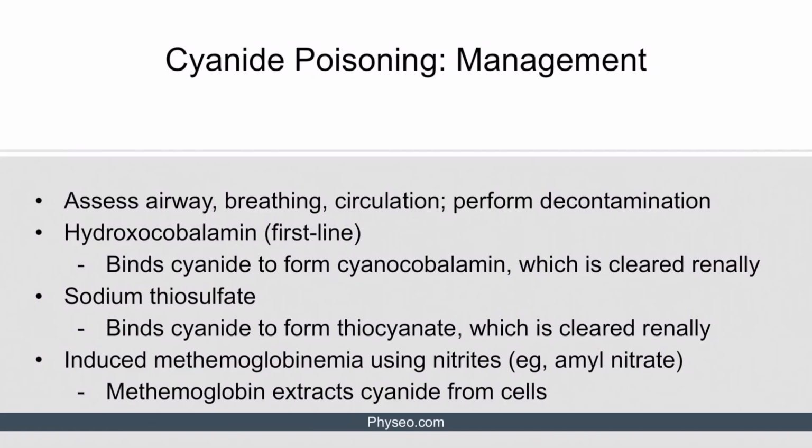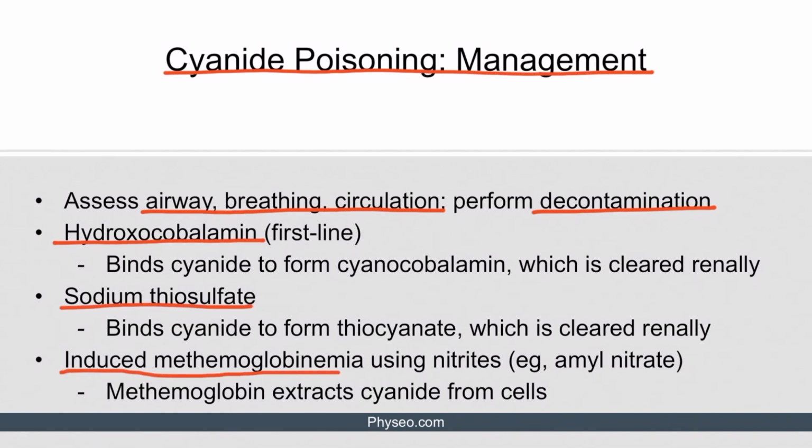Management of cyanide poisoning begins with the assessment of the airway, breathing, circulation, and providing respiratory and/or circulatory support with oxygen and fluids, respectively. Initial management should also involve decontamination, such as removing burnt clothing, which can help separate patients from potential sources of cyanide poisoning. Once patients are stabilized, they can be treated further by giving hydroxycobalamin, sodium thiosulfate, or by inducing methemoglobinemia using nitrites.